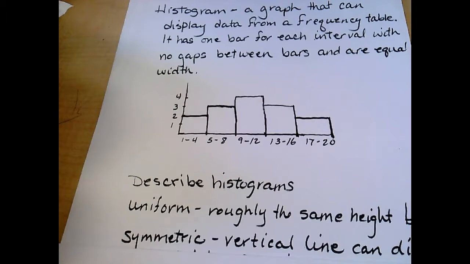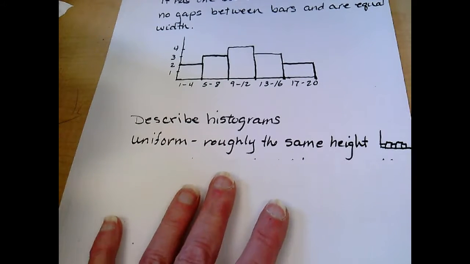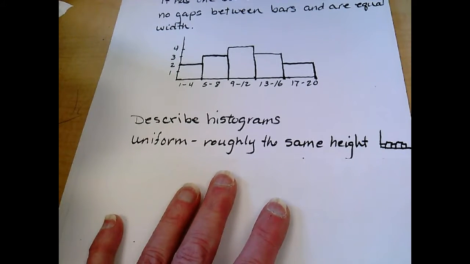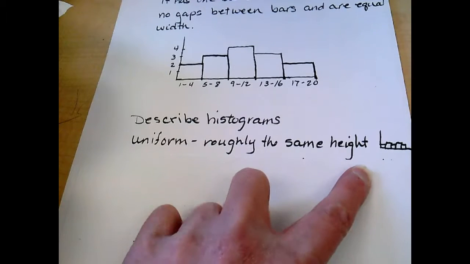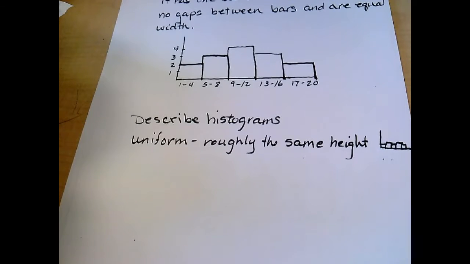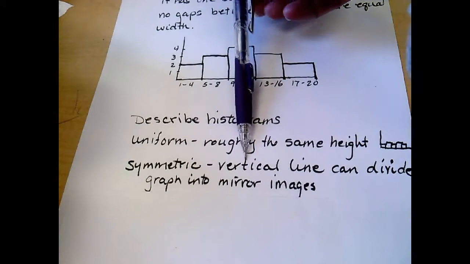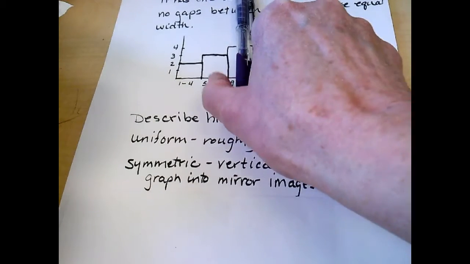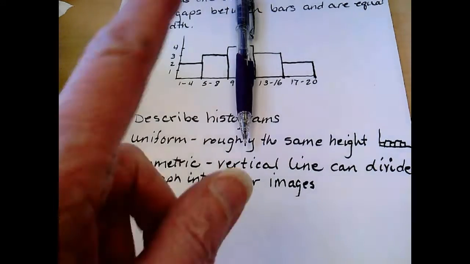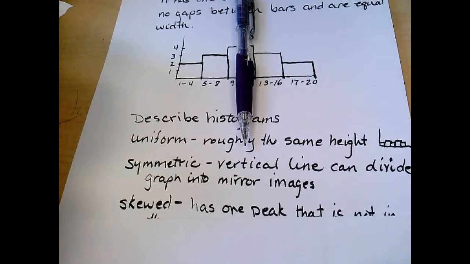So when we make our histograms, we need to learn how to describe them. And we can talk about uniform histograms, where they're roughly all the same height. I made a little sketch over here where they're all the same height. If they're symmetric, there's a vertical line that can divide the image into mirror image. So the one I had graphed is a symmetrical histogram. If I put my pencil down there, it's reflected on both sides.